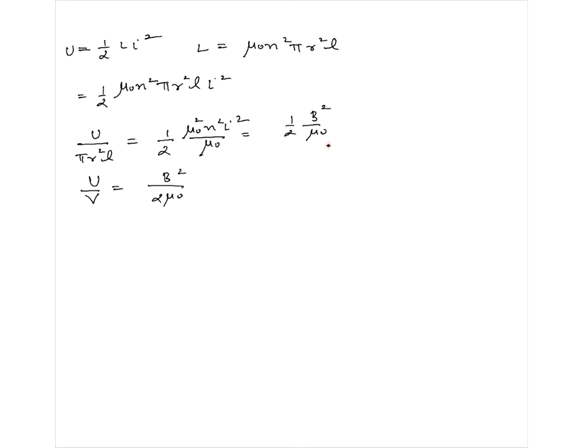Now that means wherever you have magnetic field, you have energy. If I want the total energy stored in some region, I will have to integrate. U is given by volume multiplied by B square by 2 mu naught.